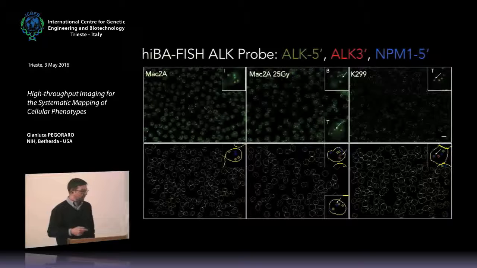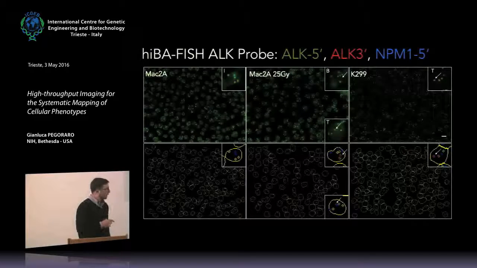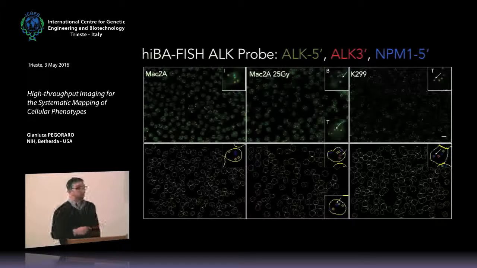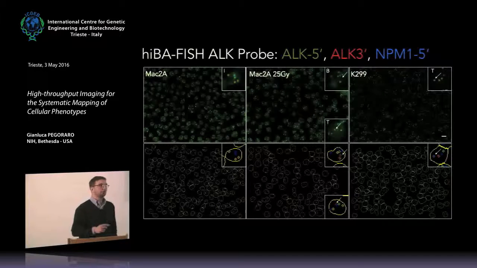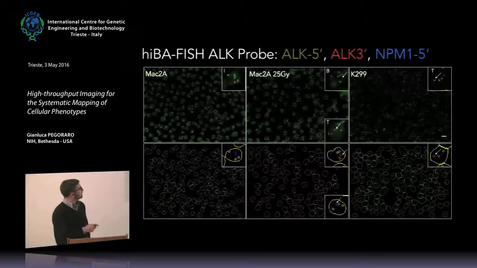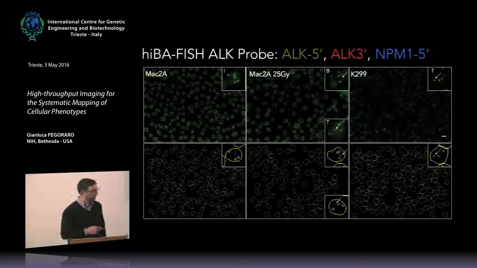So this is an actual experiment. What Bharat did was to get a negative control cell line, MAC2A cells. These are ALCL cells that are known not to carry a translocation. So this is our negative control. And as you can see here in this inset, almost all MAC2A cells had the ALK gene intact. So green and red probes were together and the blue was somewhere else.